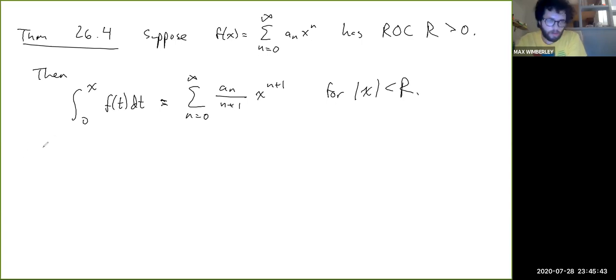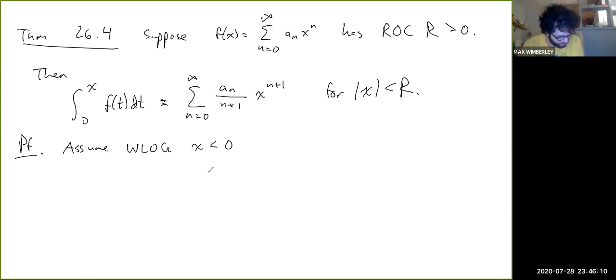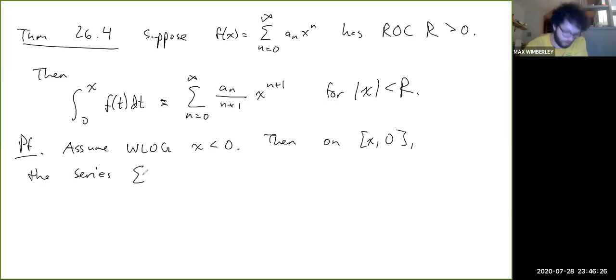Okay, so you assume without loss of generality that x is greater than 0. You'll see. Basically the proof for x less than 0 is almost identical, so yeah. Then on the interval from 0 to x, the series sum of a_k t to the k.